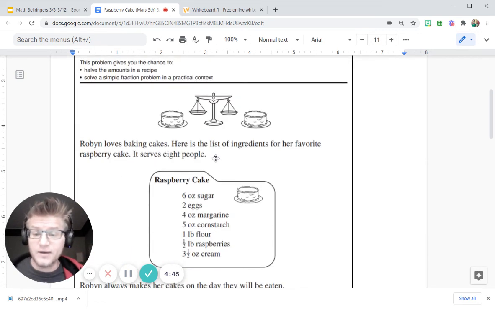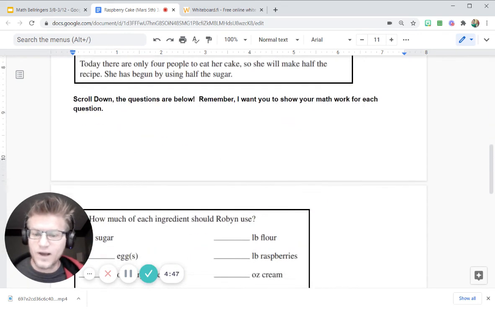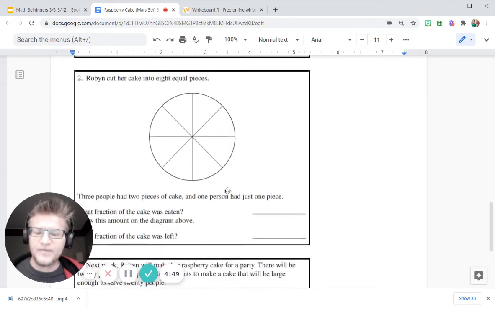But raspberry cake, enjoy the problem, do well, read it carefully, and ask your teacher for help.